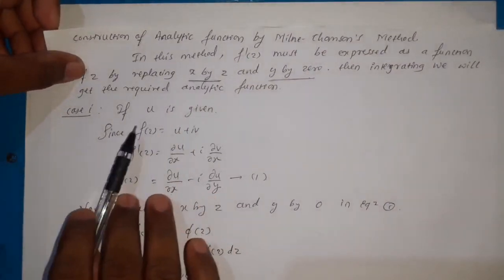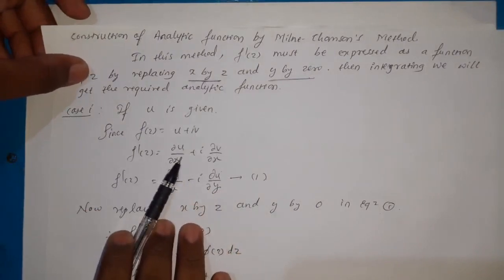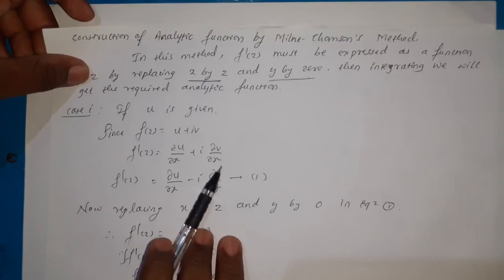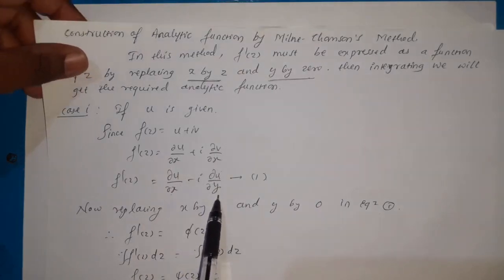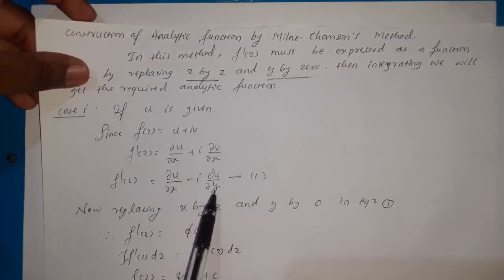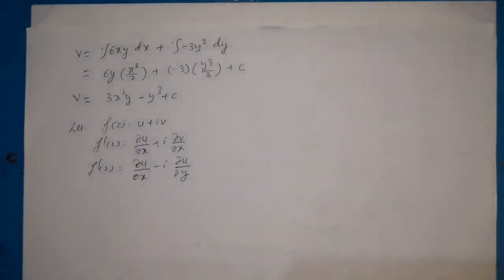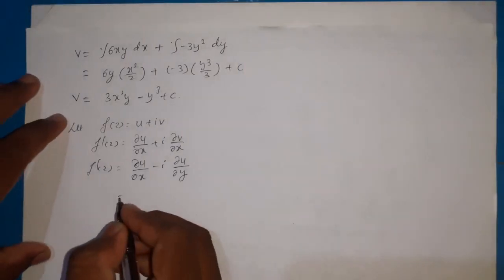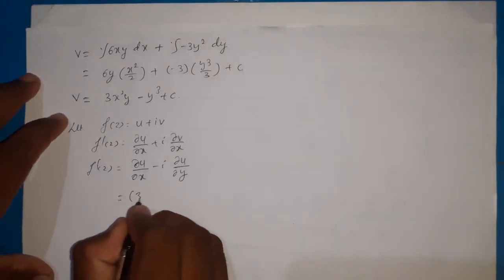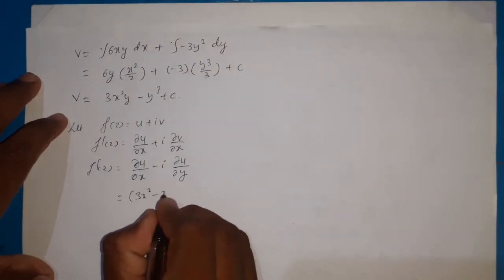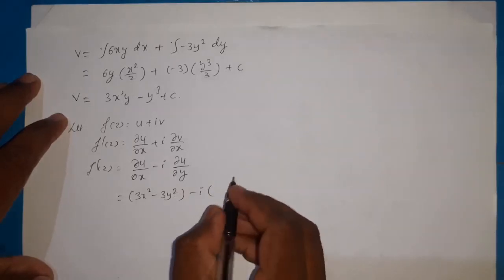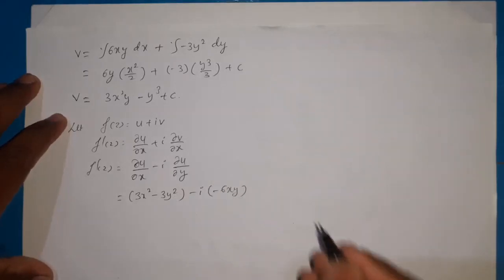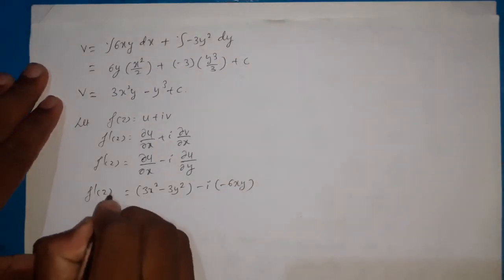So here this is the procedure. Whenever u is given, then f of z is this one and f dash of z is ∂u/∂x plus i into ∂v/∂x, and next by using the CR equations we are replacing ∂v/∂x by minus ∂u/∂y. So now put the values for ∂u/∂x and ∂u/∂y in this equation. So here we know that ∂u/∂x is equal to 3x square minus 3y square, minus i into ∂u/∂y, which is minus 6xy. So it is f dash of z.